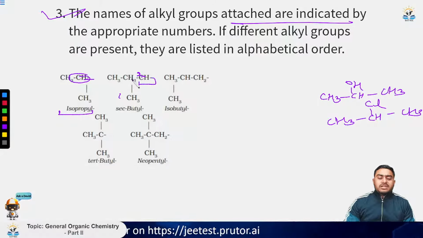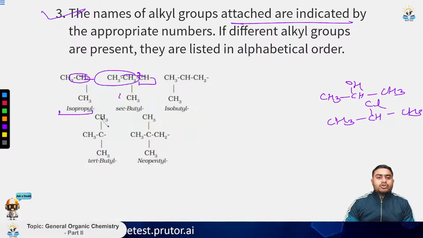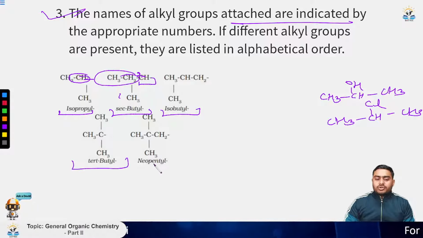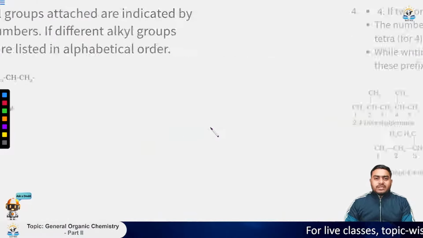If the second carbon is attached to any other group or any other chain, then this is commonly named sec-butyl. Similarly, you can see isobutyl. Similarly, you can see tertiary butyl and neopentyl. If you attach the hydrogen here, it becomes neopentane. Okay, so let's move to the next.